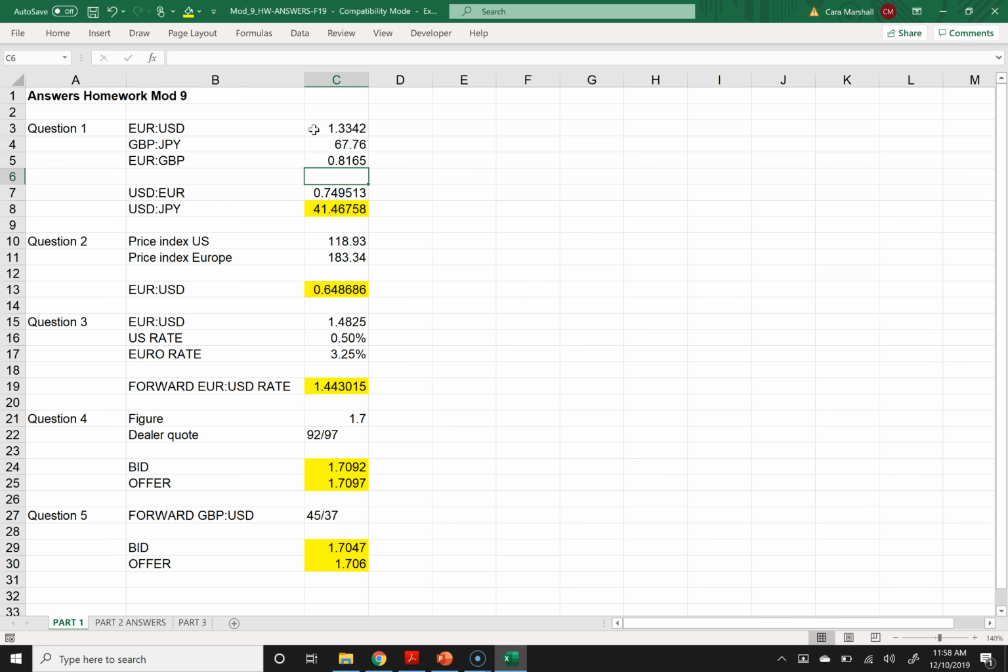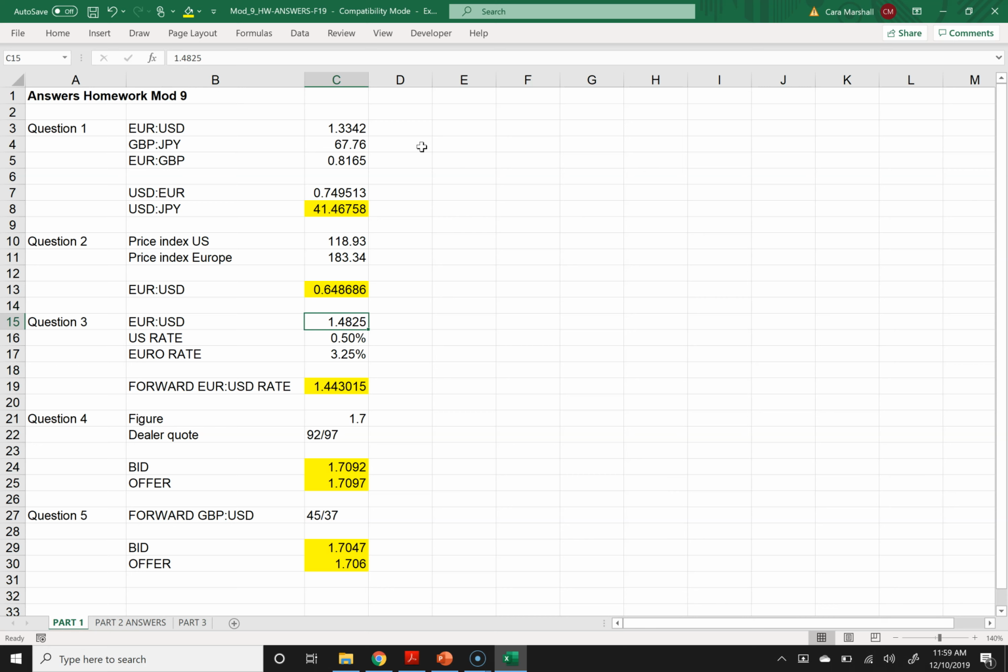What you'd have to do first is figure out US dollars in terms of euro by just kind of inverting euro in terms of US dollars. Once you have that, you can just multiply to get US dollars in terms of yen. Should give you an answer like that. Next, we have the price indexes that were given. And so simply dividing the US index by the European index.